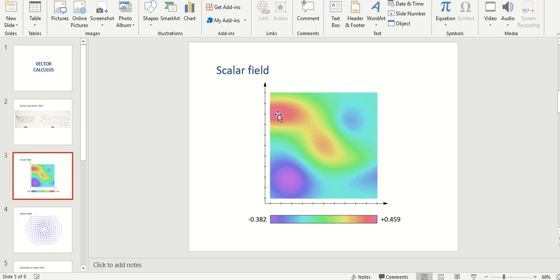Similarly, each and every point of this room has some different temperature. The temperature is not moving, it is different at each and every point of this room, but it is not moving, so it is a scalar field. We can define this scalar field in a more pictorial mode.